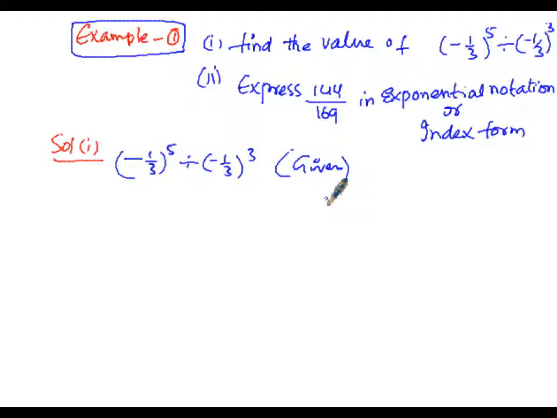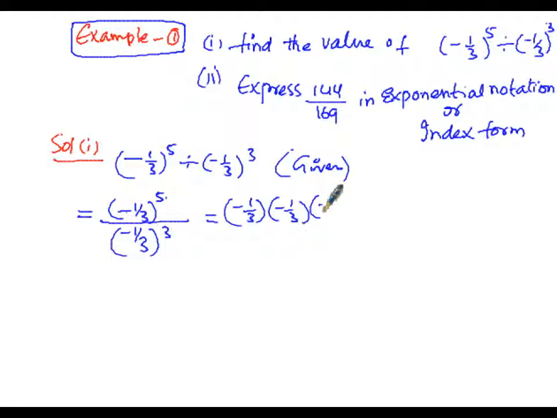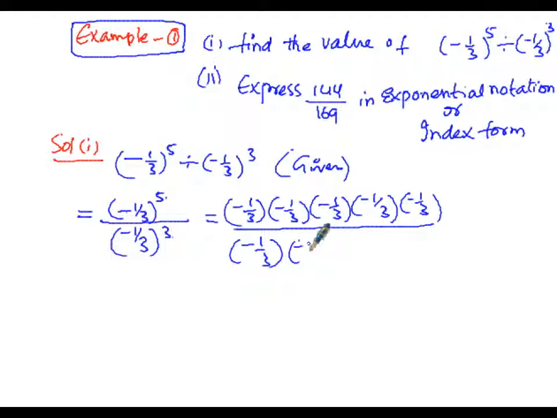Then that equals (-1/3)^5 overall divided by (-1/3)^3. Then (-1/3) must be repeated 5 times: (-1/3) into (-1/3) into (-1/3) into (-1/3) into (-1/3). So here (-1/3) is multiplied 5 times, overall divided by (-1/3) repeated 3 times: into (-1/3) into (-1/3).